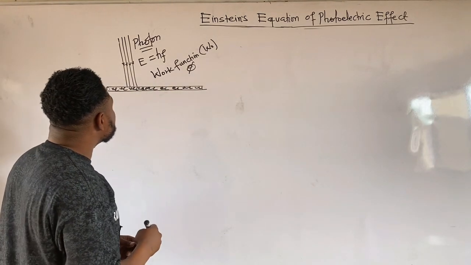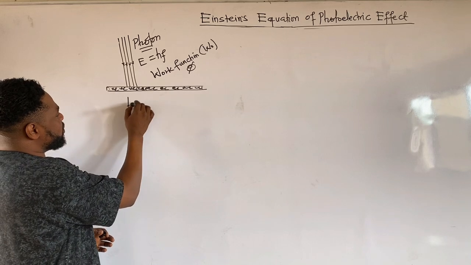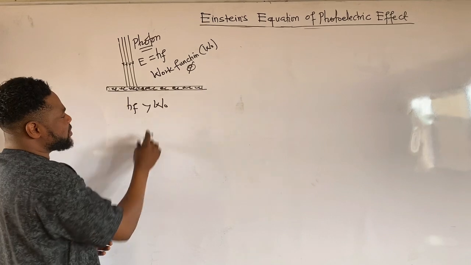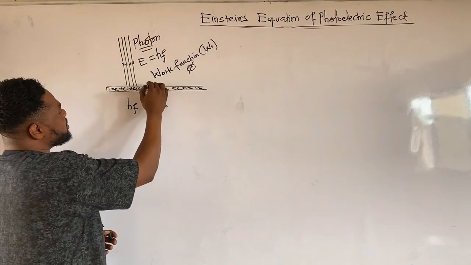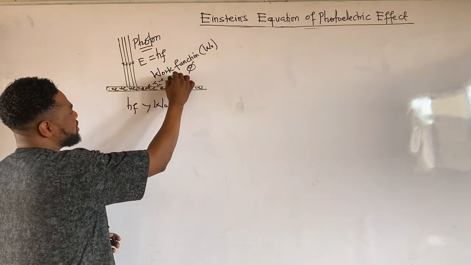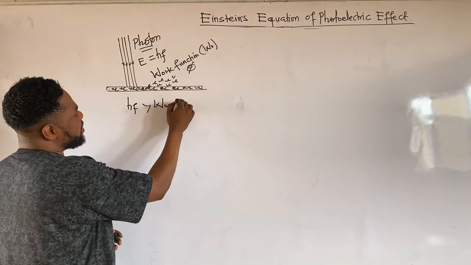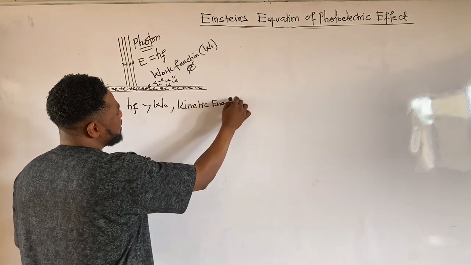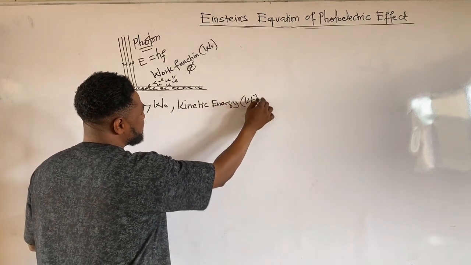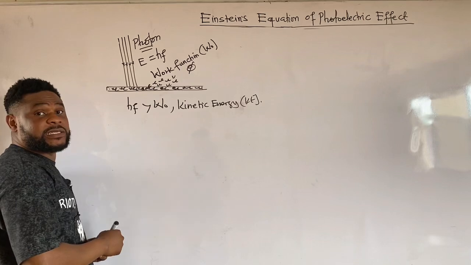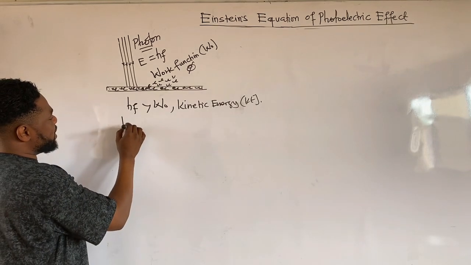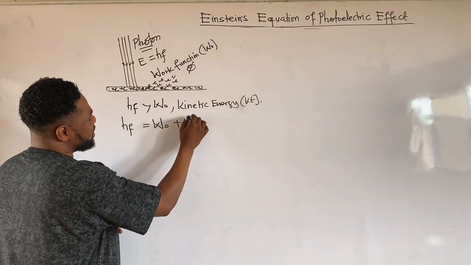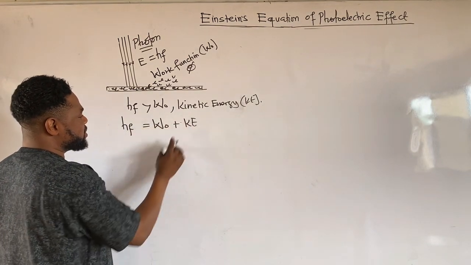Now, one thing we need to know is that if the energy of the photon is greater than the work function, what will happen to the electrons? These electrons will be ejected, or they will be emitted with some kinetic energy, which is KE. So from this analysis, we can say that the energy of the photon is equal to work function plus kinetic energy, as we can see here.